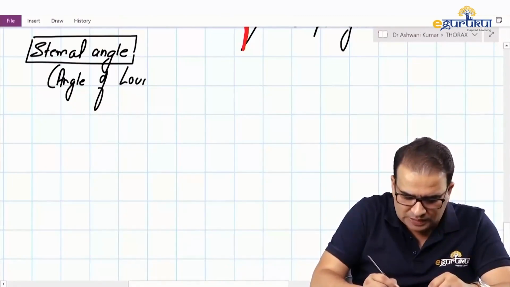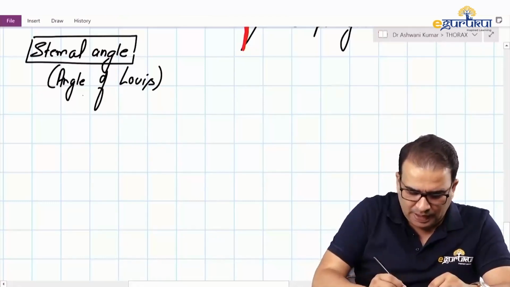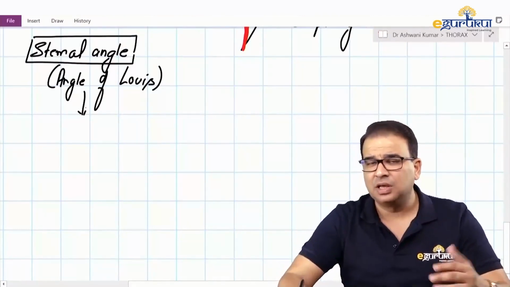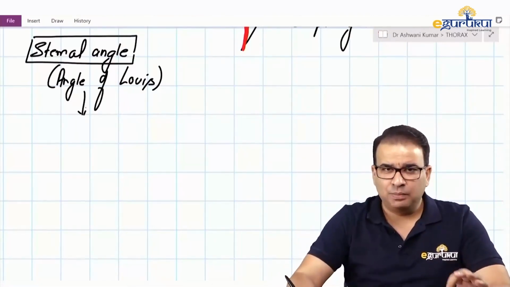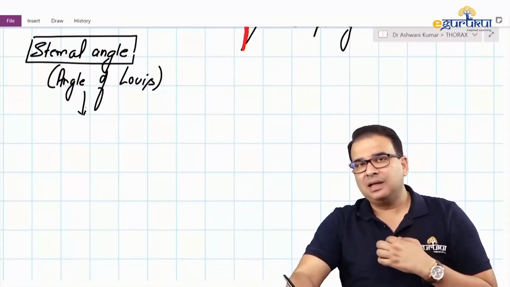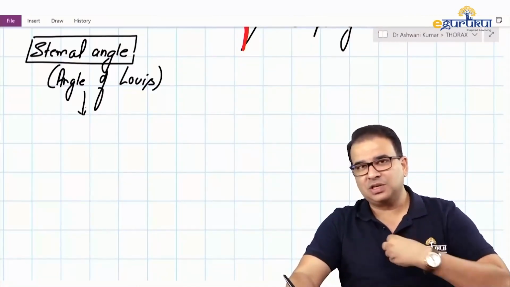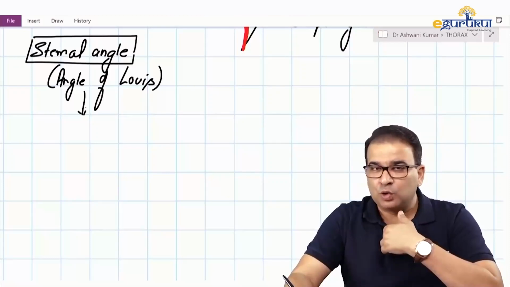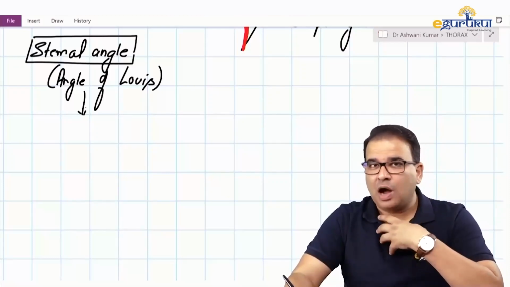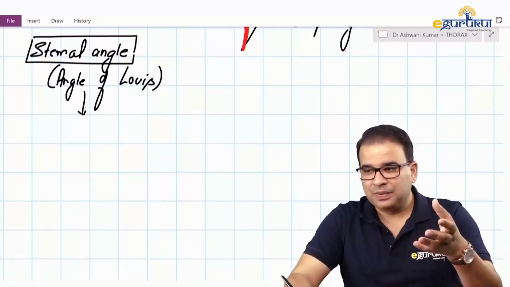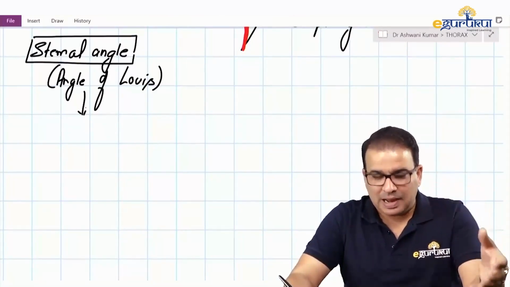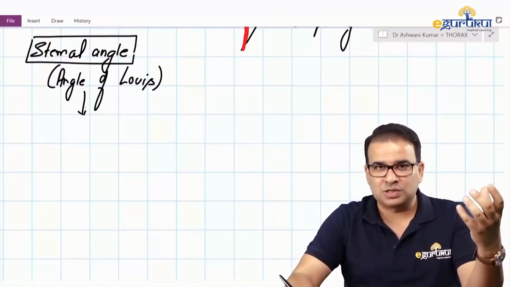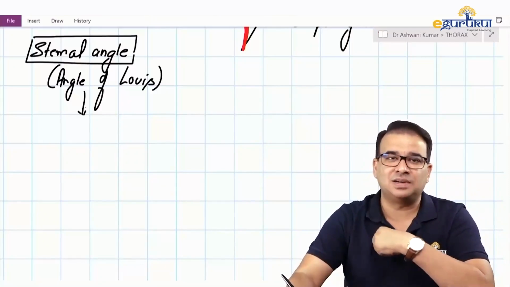This is also called the angle of Louis. And why is this so important? Because this is a major landmark for many structures in the thorax. If I start with the bony part, this sternal angle or manubriosternal joint, this junction here, is the point where the second costal cartilage is attached. When you count the ribs, the most reliable point for counting would be the second rib or the second costal cartilage, which is attached exactly at the sternal angle.